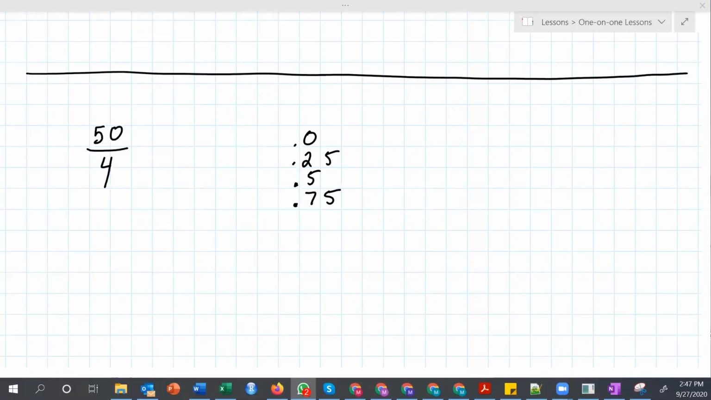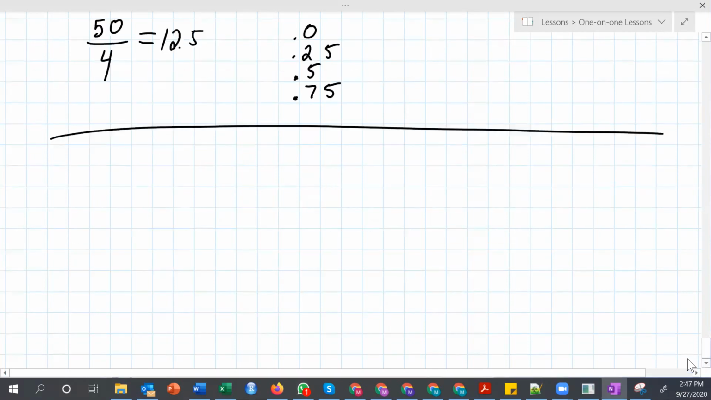12.5. Is that the answer? 12.5, yes. So if I give you something now divisible by 5, like let's say I asked you to do 73 divided by 5, your possible answers are 0, 0.2, 0.4, 0.6, 0.8. Give that one a try.